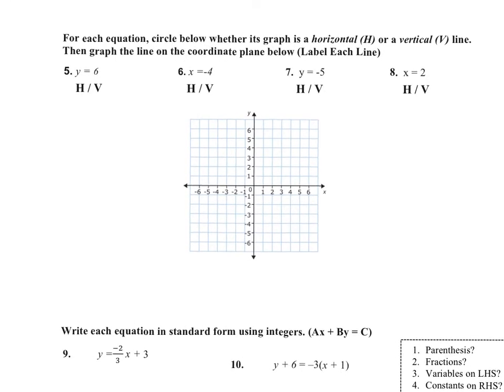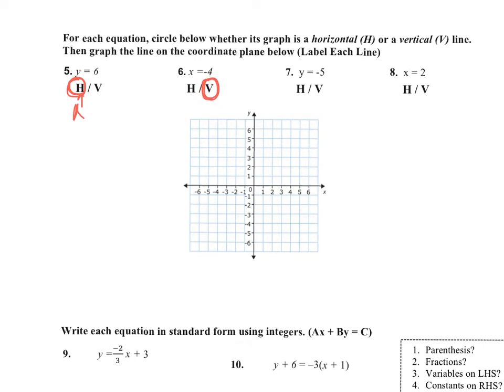All right, these guys. It says for each equation, circle whether it is a horizontal or vertical line, and then graph the line on the coordinate plane below. So things to remember, when it's y equals, I said if you flip over a y, it kind of looks like a lowercase h, right? That's not neat, I'm sorry. So whenever it's y equals, it's horizontal. If it's x equals, that's vertical.